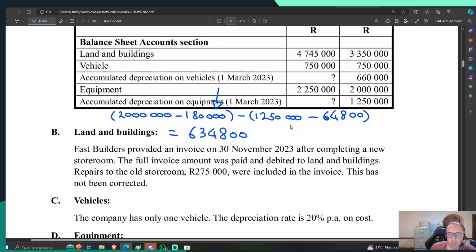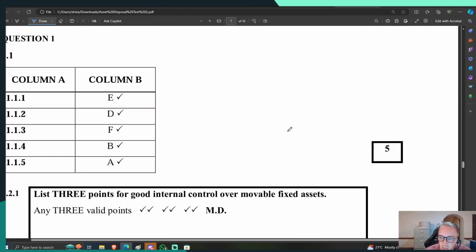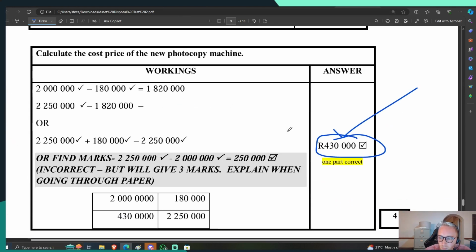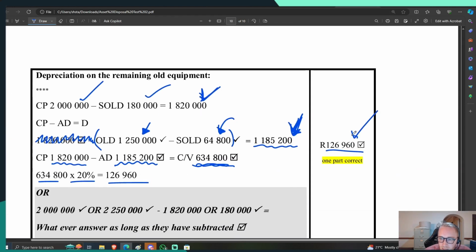If we now multiply this by our 20% depreciation rate, we should get the depreciation for the remaining old equipment for this year. And that is 126,960. I really hope I did not type something wrong into my calculator again. 126,960. Let's check. 126,960. Yeah, I got it.